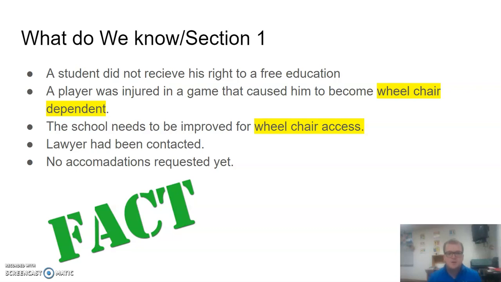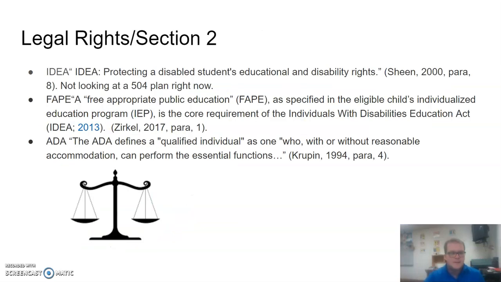The school needs to be improved for wheelchair access. They are in the process of changing it slowly. They've recognized it as an issue, but it has not been completely fixed. A lawyer has been contacted by the family because the student was removed from his class, as well as not allowed to complete the requirements that he needed for his college courses. And then no accommodations have yet been requested by his parents outside of the meeting.